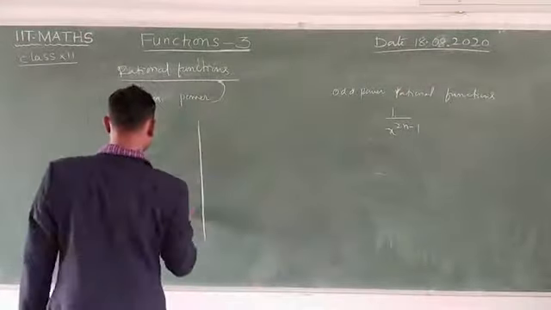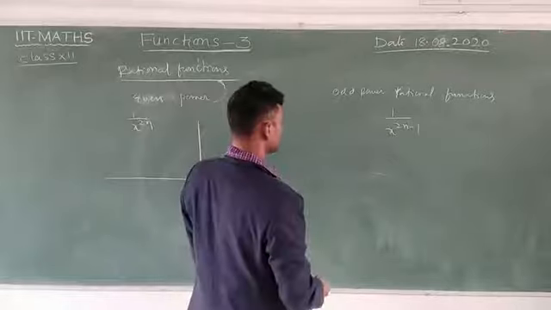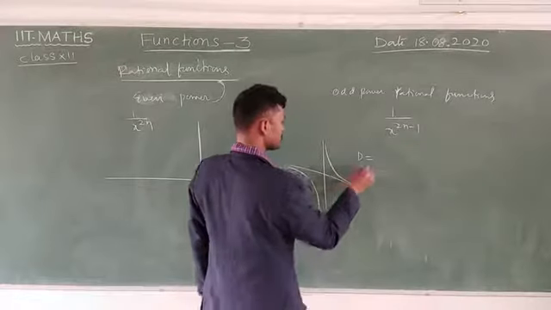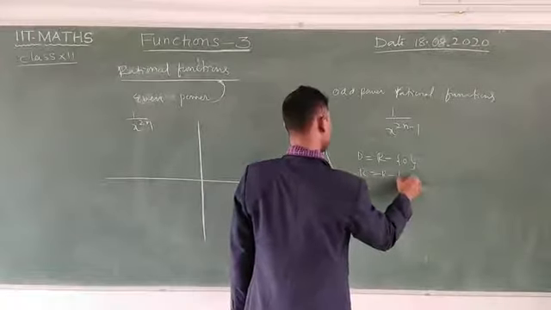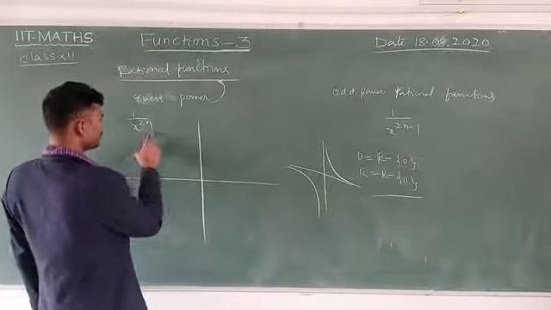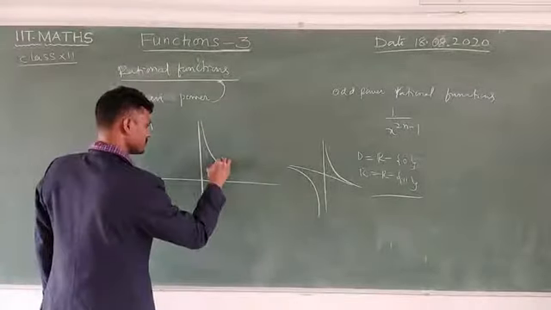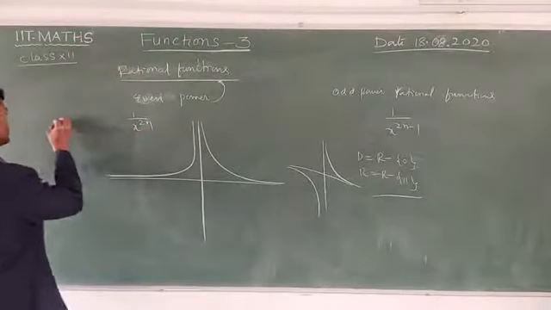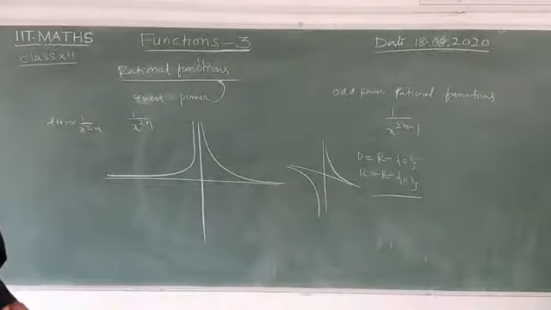Now we have to draw the graph. See, before, for the reciprocal, the domain is R minus the set of 0 and the range is also R minus the set of 0. Now x to the power of 2n: f of x is equal to 1 by x to the power of 2n.